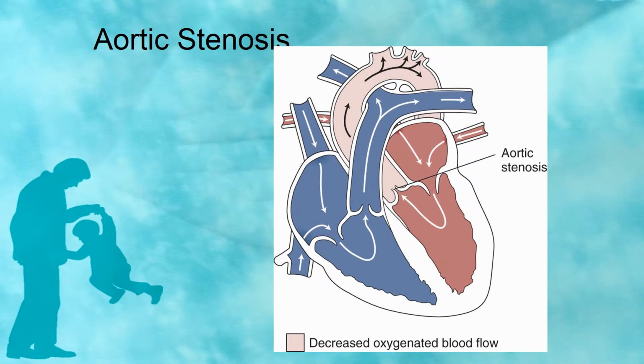So aortic stenosis means that you have a narrowed aortic valve, which is going to obstruct blood flow to the systemic circulation. This makes the left ventricle get bigger over time, and that can progress into left-sided heart failure. And that is no bueno.